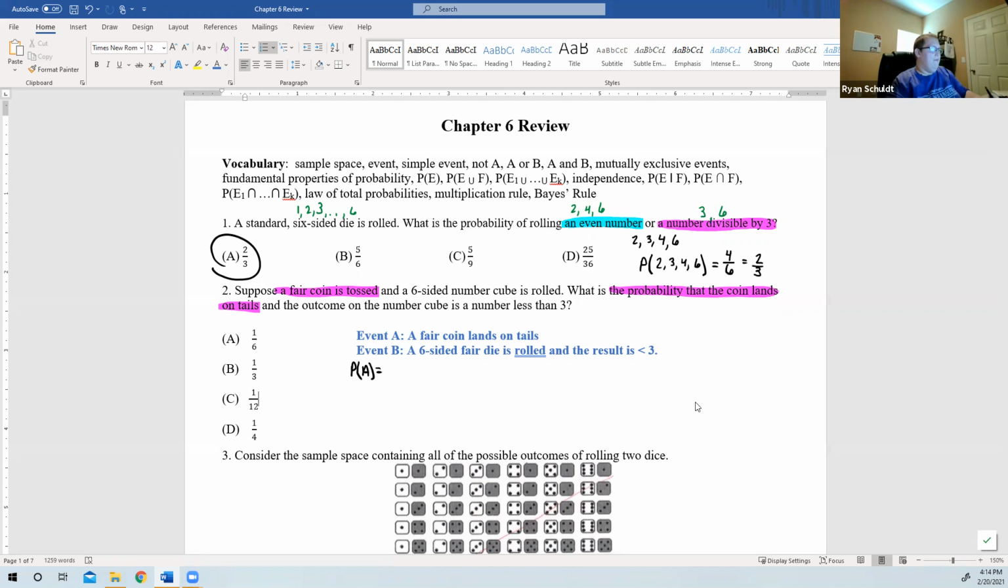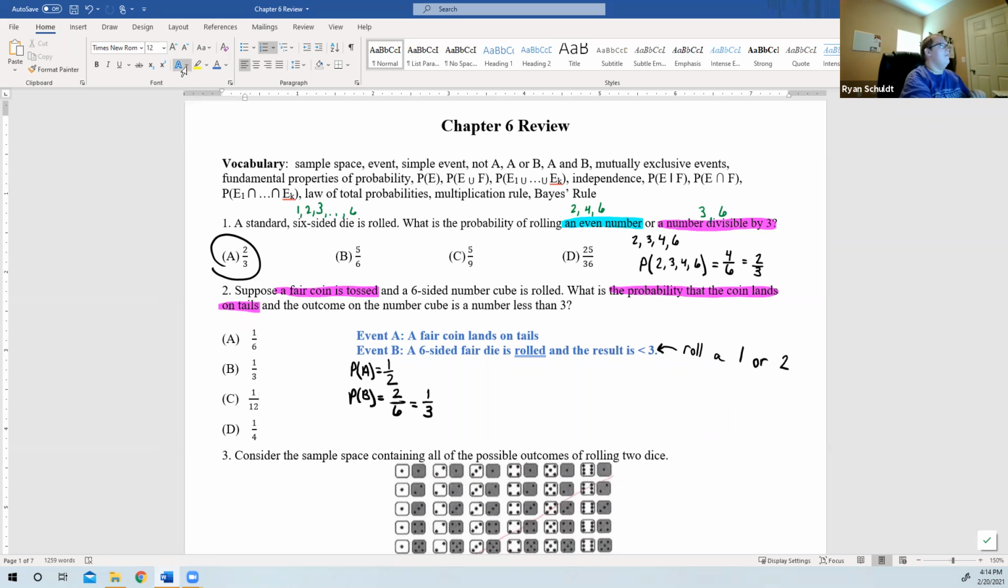Well, a fair coin lands on tails, so that's going to be 1/2. If I think about B here, that means I roll a die and I roll a 1 or a 2. What's the probability of rolling a 1 or a 2? Well, that would be 2 out of 6, which is the same as 1/3.